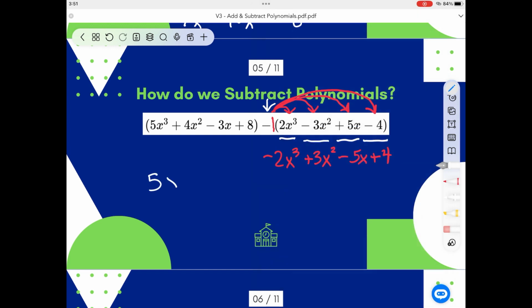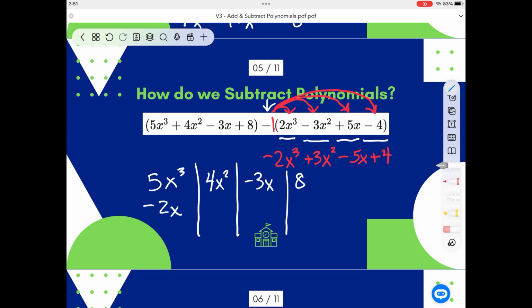So we had a positive 5x cubed, a positive 4x squared, a minus 3x, and a positive 8. I'm going to combine those with the corresponding like terms. X cubed, the like term here would be minus 2x cubed. The 4x squared has a like term of positive 3x squared. The minus 3x has a like term of minus 5x. And the 8 has a like term, a constant of positive 4.